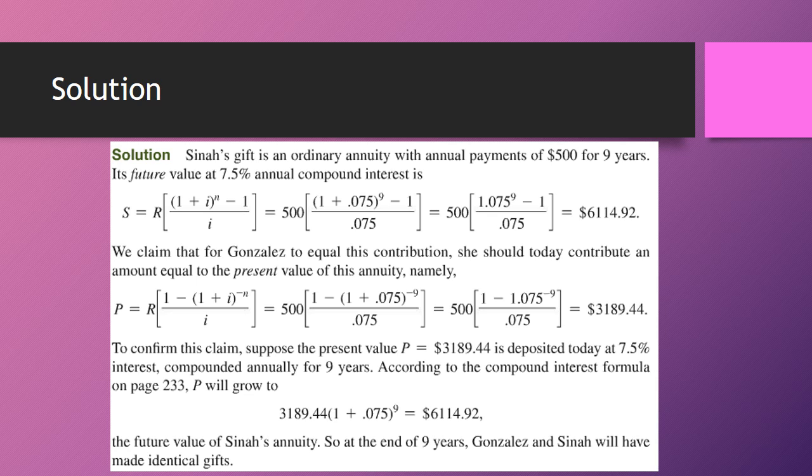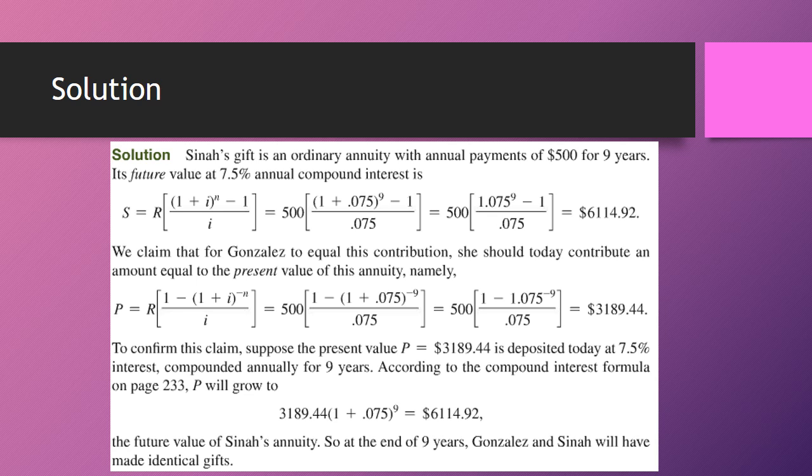All right, we're going to look at what Sina's gift will have grown to by the end of 9 years. So we're going to put the information we have there into the future value formula. And we're going to find out that his $500 payments over 9 years will grow to $6,114.92. Now we're going to lay that aside. We'll use that to double check the rest of our work.